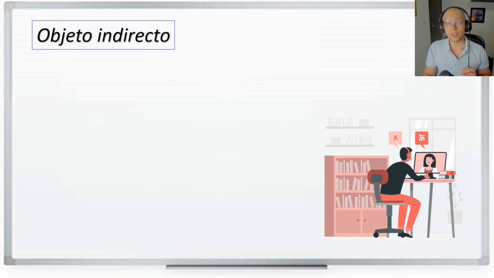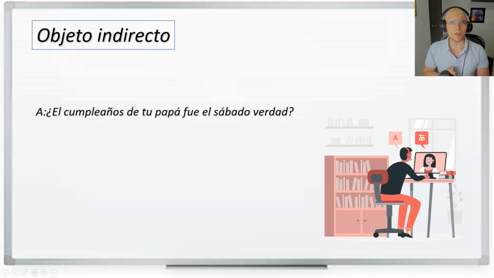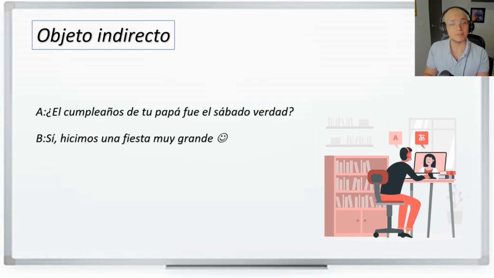So let's take a look at one example. We have, el cumpleaños de tu papá fue el sábado, ¿verdad? Your father's birthday was on Saturday, right? We say, sí, hicimos una fiesta muy grande. Yes, we made a very big party. ¿Qué le regalaste? Oh, and here's where we have the le. ¿Qué le regalaste? This means, what did you gift him? What did you buy him as a gift?